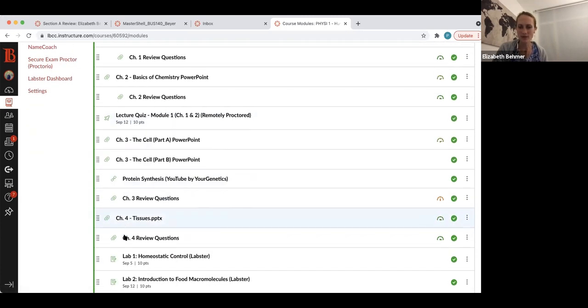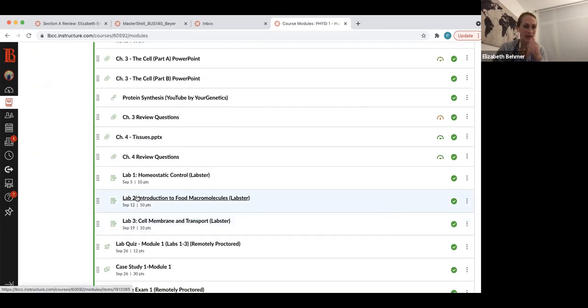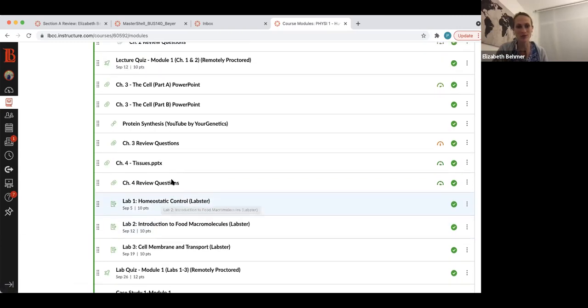The only other thing you have to do this Sunday is our second lab, which is an introduction to food macromolecules. A lot of these macromolecules will be covered in the second part of the biochemistry chapter that we'll go through today. Again, with these Labster labs, you have an unlimited amount of time to do them, and an unlimited number of attempts. It always saves your best score, so feel free to work through those.